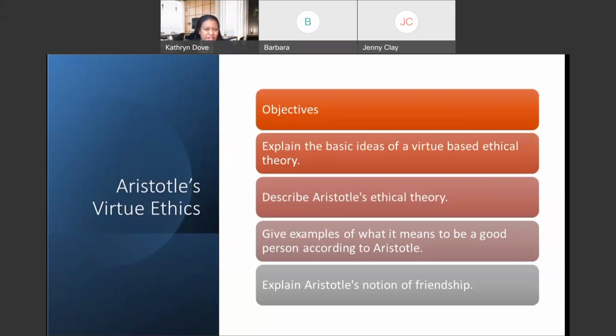What are the objectives of Aristotle's virtue ethics? Well, one is to explain the basic ideas of a virtue-based ethical theory. We're going to describe Aristotle's ethical theory. We're going to give examples of what it means to be a good person according to Aristotle. So notice that the focus on deontological ethics and utilitarianism was the act. According to Aristotle, the focus is on the person. Is a person virtuous? We're also going to explain Aristotle's notion of friendship and virtue.